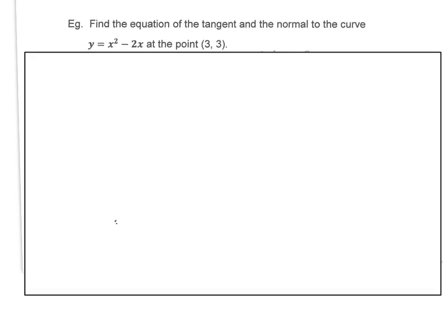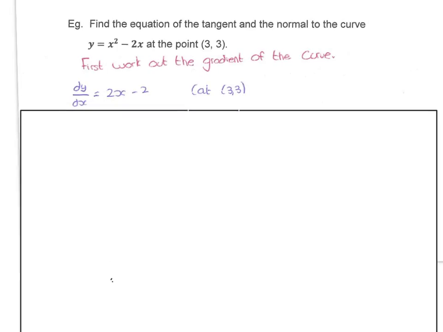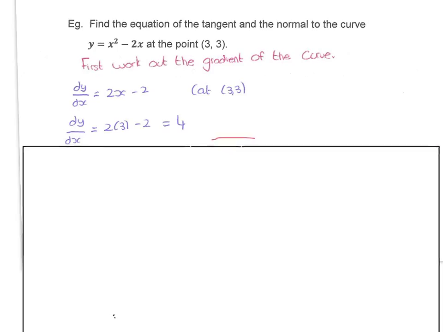So the example we've been given wants us to find the equation of the tangent and the normal to the curve y equals x squared minus 2x at a certain point, which is 3, 3. So what we need to do first is start by differentiating, to get the gradient of the curve at that specific point 3, 3. So the differential dy by dx is 2x minus 2. Now let's find the gradient of the curve at the point we've been given. So when x equals 3, if we fill in 3 to our dy by dx, we get the gradient of the curve to be 4.